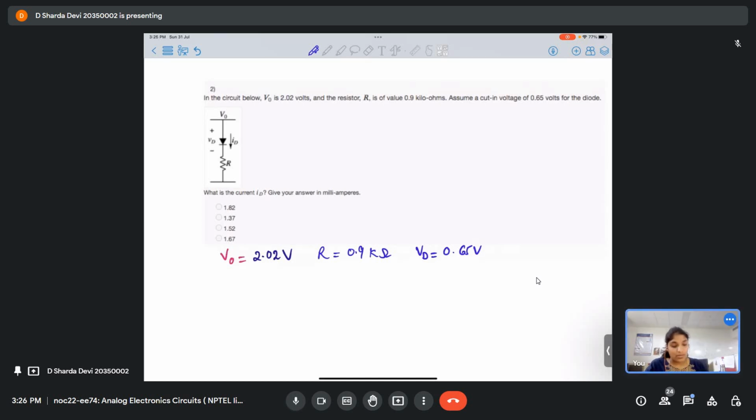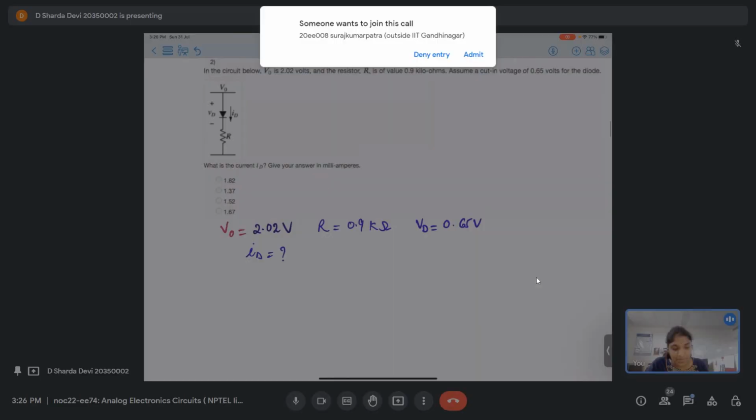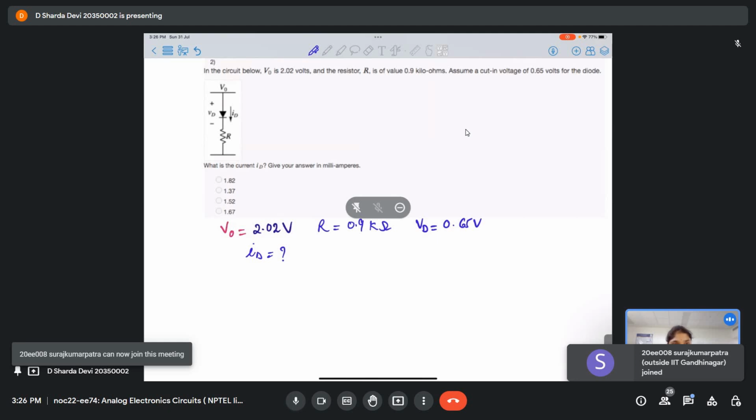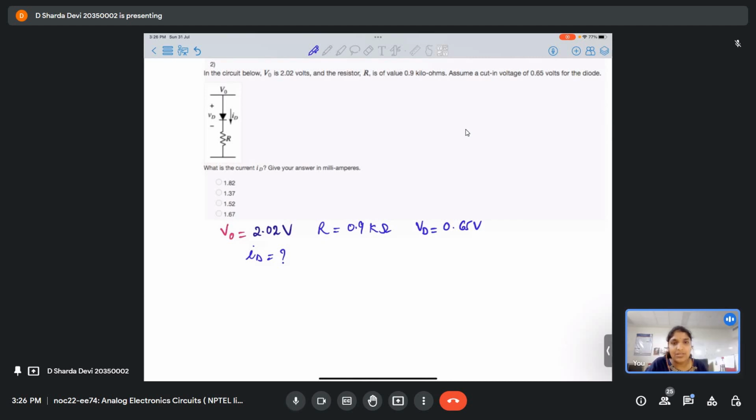Okay. So in this question, it's already given that you have to assume your VD to be 0.65 volts, and you have to find the current ID. Here it's not asked that you have to go for the iterative method or what method you have to use, first of all. And secondly, there is no mention of the universal diode equation here, nothing at all, in the question. So now moving ahead.